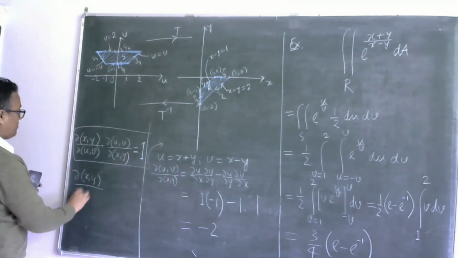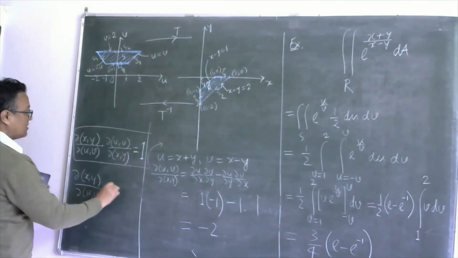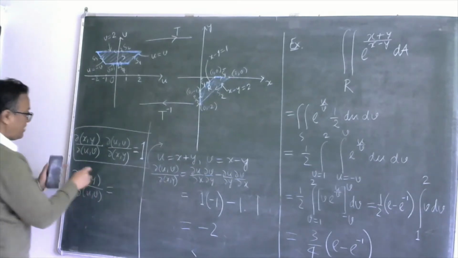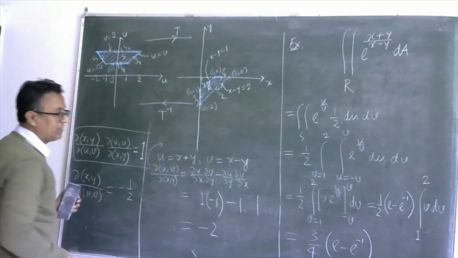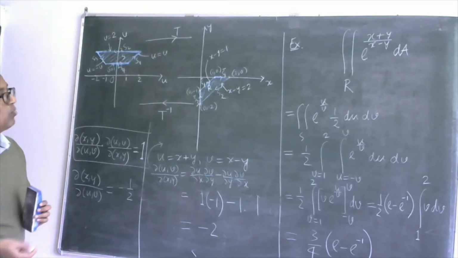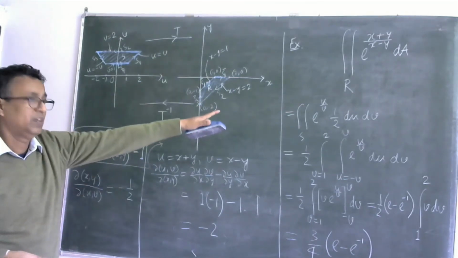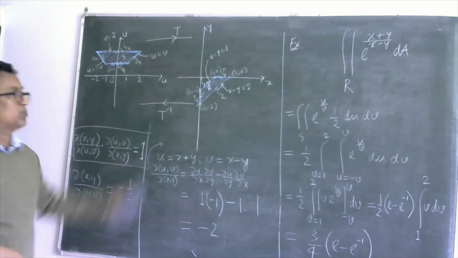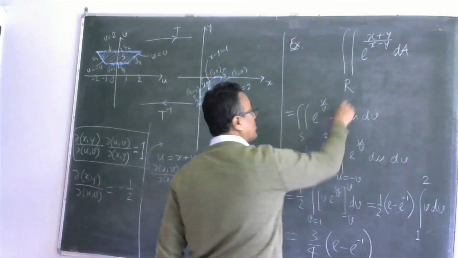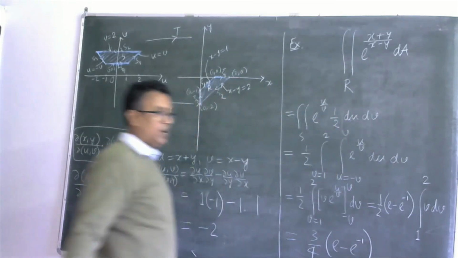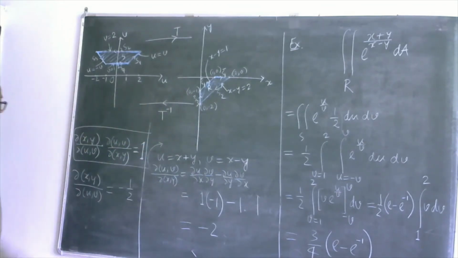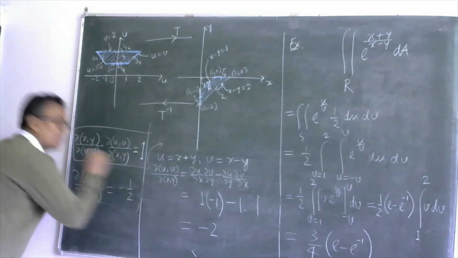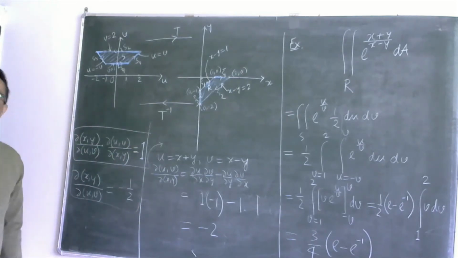the Jacobian of xy with respect to uv is going to give you simply minus half, and that is exactly what we got for this one. Remember, this was the determinant of the Jacobian, and that is why it has become half instead of minus half. Okay, fine. So in this way also you can move forward.